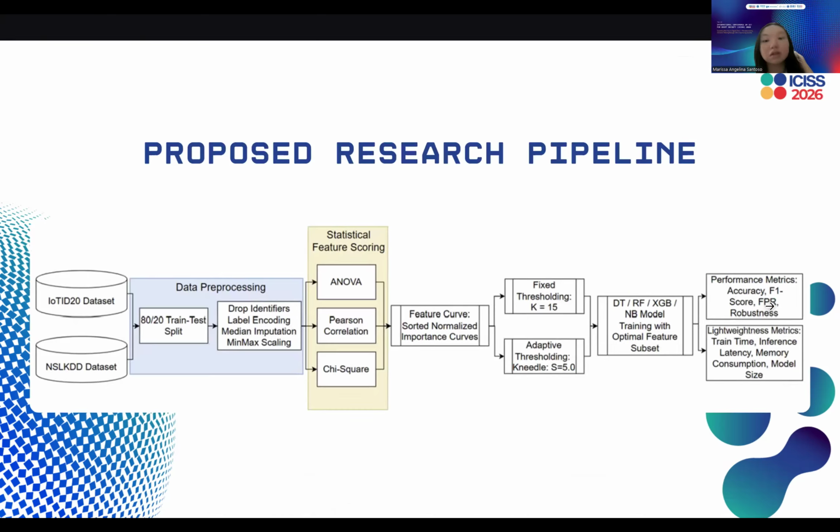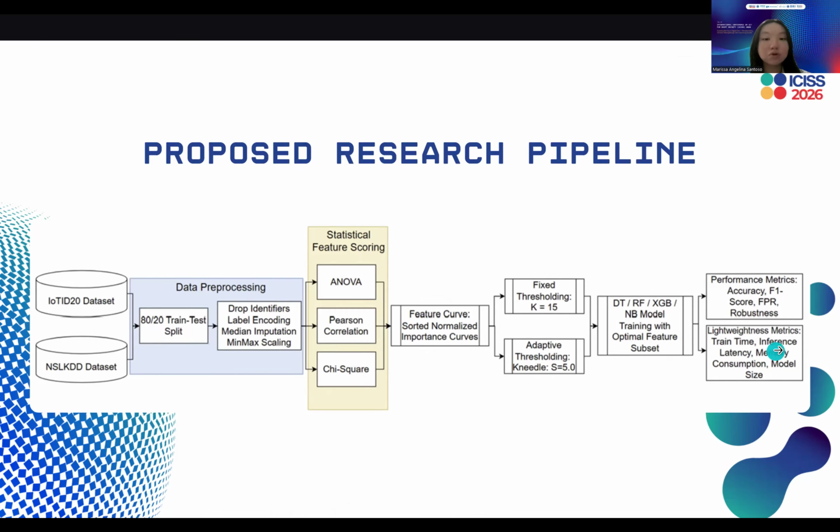So, here is our proposed research pipeline. We start with the IoT ID20 and NSL-KDD datasets, random true data preprocessing, then statistical feature scoring using ANOVA, Pearson correlation, and also chi-square. This produces a sorted, normalized feature importance curve. That curve then goes through two competing thresholding mechanisms. The first one is a fixed threshold at K15 and our proposed adaptive needle threshold at sensitivity S5. The selected features are used to train decision tree, random forest, XGBoost, and also naive Bayes models, which we then evaluate on both performance metrics and also the lightweightness metrics.